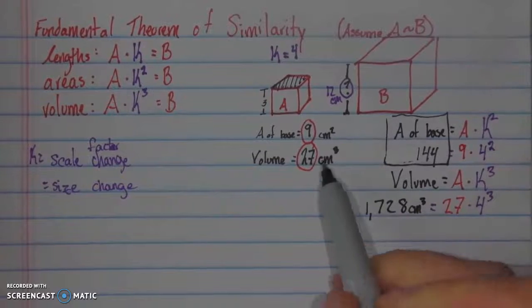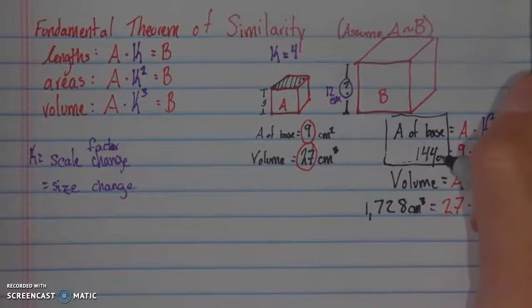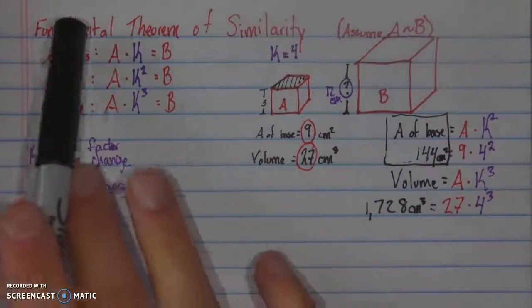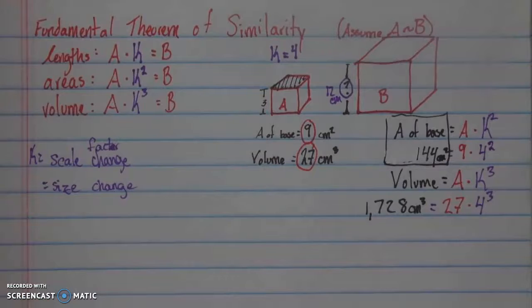I'm in the third dimension, so my centimeters would be cubed, and here my area, since I didn't have it there, would be centimeters squared because area is in the second dimension. So that's how these formulas work, and you should add this to your formula sheet so you can refer back to that. Now the next question is, how does the fundamental theorem of similarity work when we're talking about ratios?